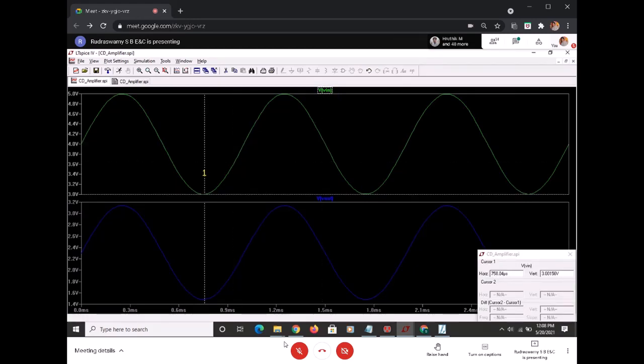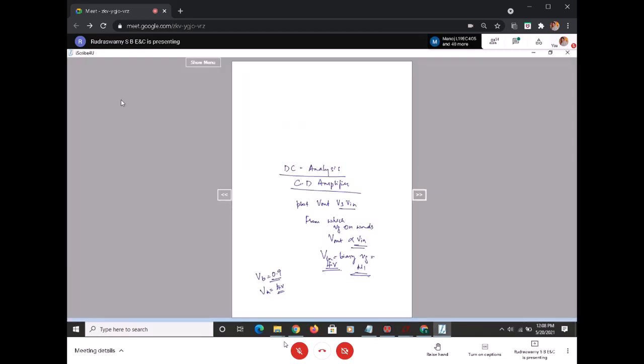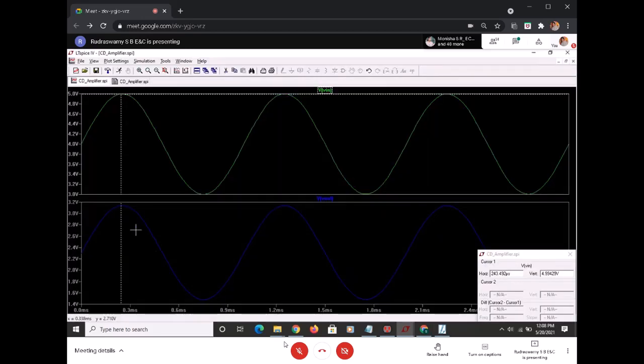So V in, this is 3 on the y-axis, and the bottom one is 5. So the peak to peak input voltage is 2 volts now. Next, I have to find what the peak to peak of the output is.